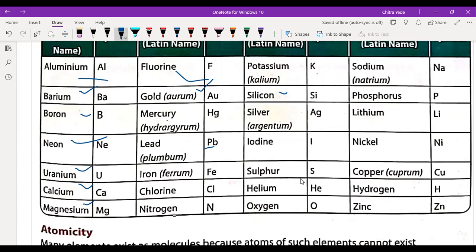Iodine is I, sulfur is S, helium is He, oxygen is O. Sodium is natrium, so for that we are using Na. Phosphorus is P, lithium is Li, nickel is Ni, copper is cuprum, so it is Cu. Hydrogen is H and zinc is Zn. So these are the symbols designed by using the English alphabet, from their names only. So this is all about the symbol.